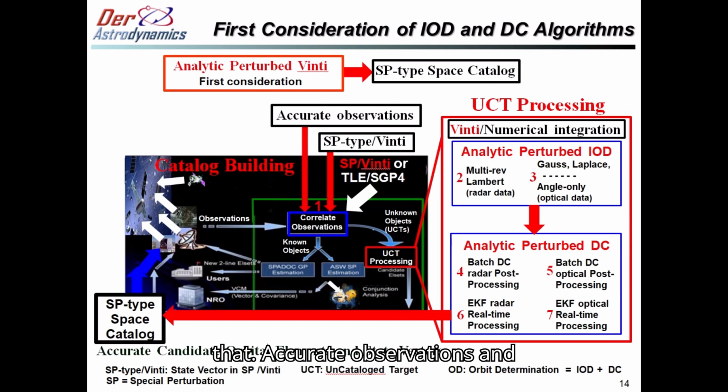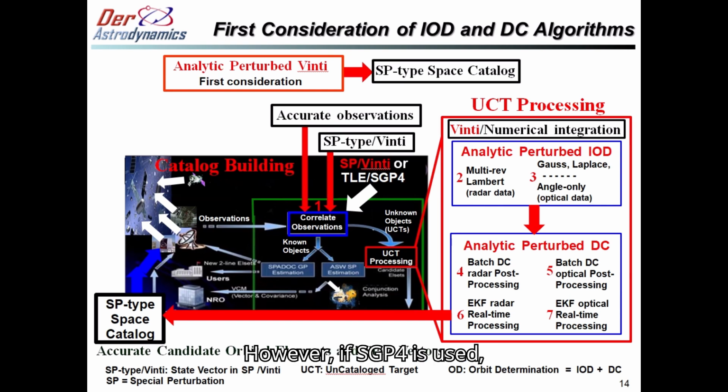This picture shows that accurate observations and analytic perturbed orbit propagators lead to accurate IOD and DC, and in turn, accurate catalog building and space domain awareness (SDA). In 2023, many commercial space companies can build an SP or SP-type space catalog with the goal of automatic catalog building. If Winty is used, the accurate state vectors in SP can be used directly for analytic perturbed orbit propagation in boxes 1 to 7.